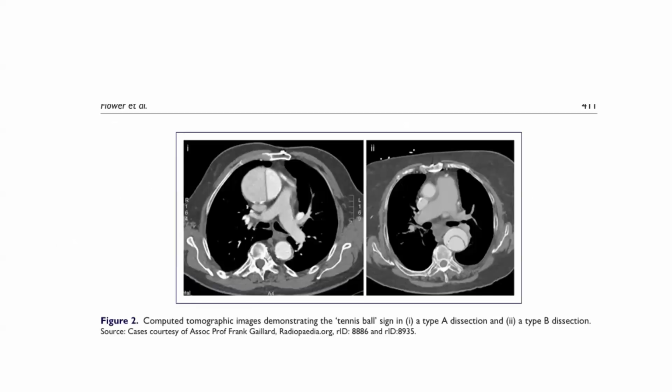So this is the computed tomography image demonstrating the tennis ball sign. This one image shows the type A dissection, and the second image is representative of the type B dissection.